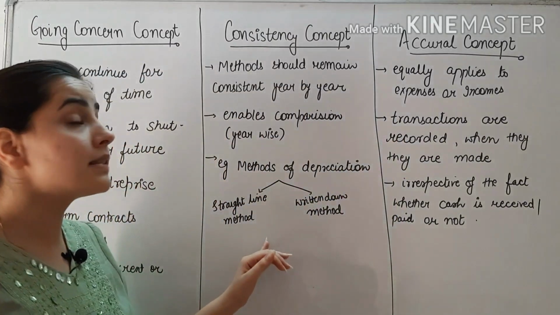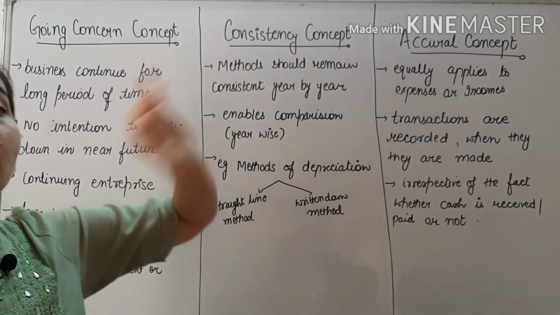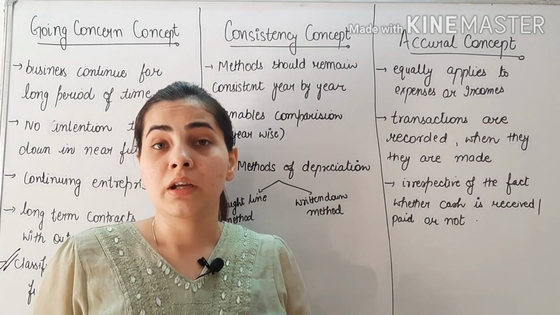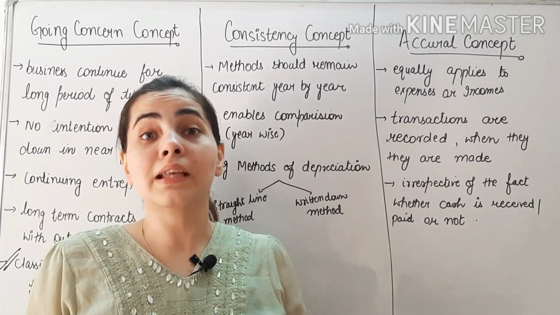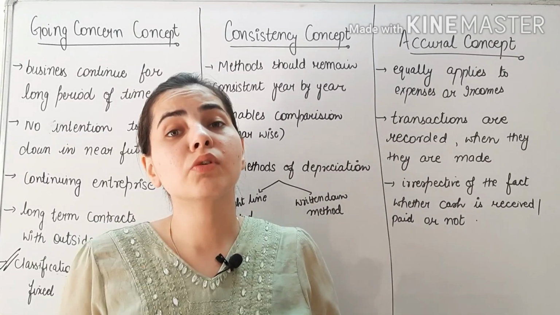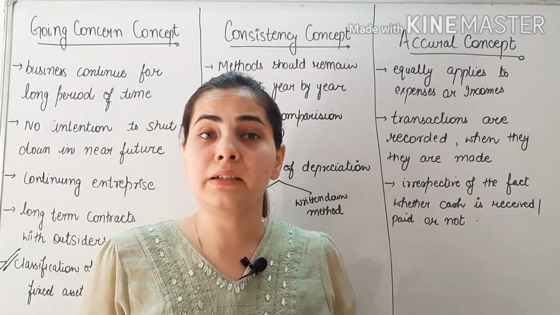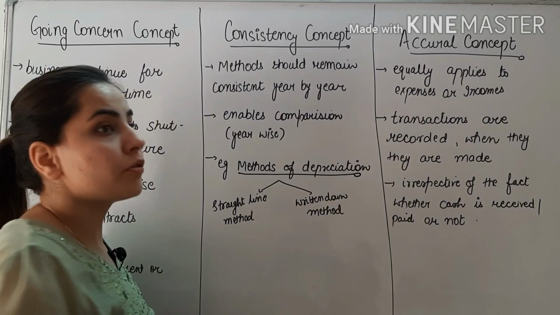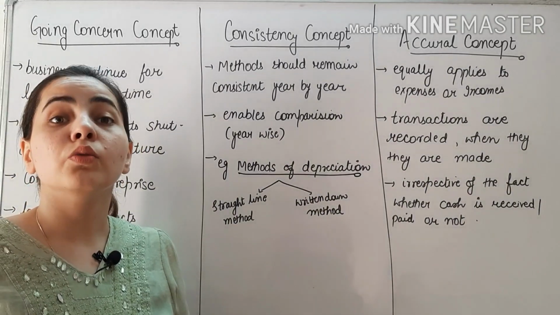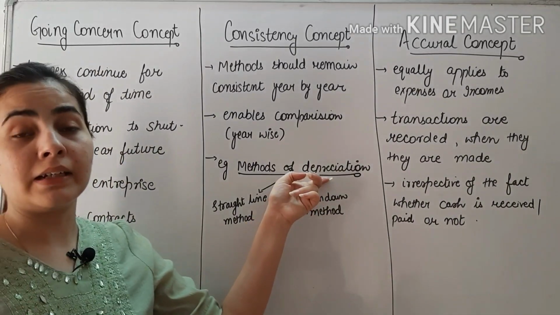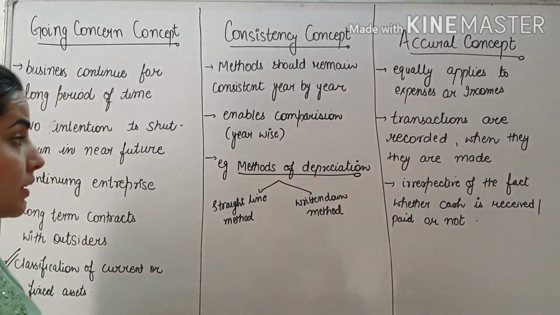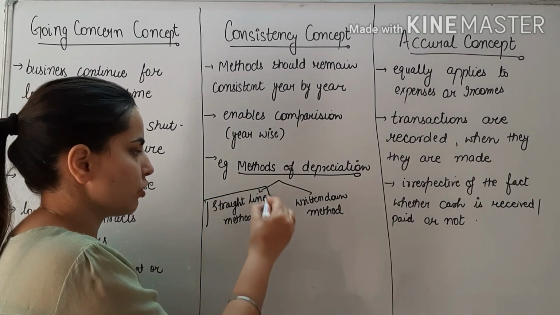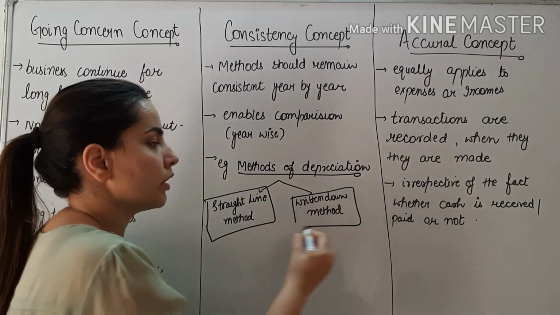Second is consistency. Consistency का मतलब क्या होता है? Same. So it means the method which we will use in recording our transaction will remain the same throughout the business. We will not change the methods of recording the items. Here I have taken the example of depreciation. The depreciation is charged on fixed asset. You will read about depreciation in detail in the next chapters. But for the time being, I want to explain to you that there are two methods of calculating depreciation: straight line method and written down method.